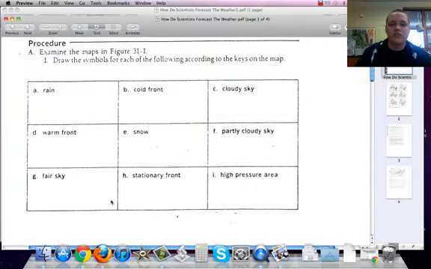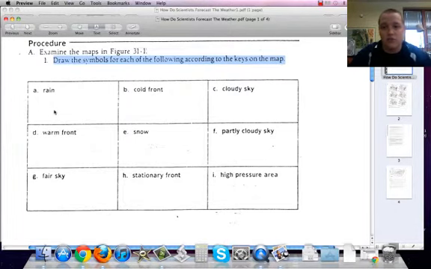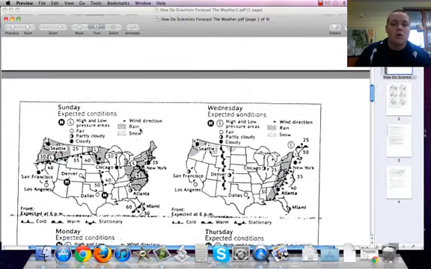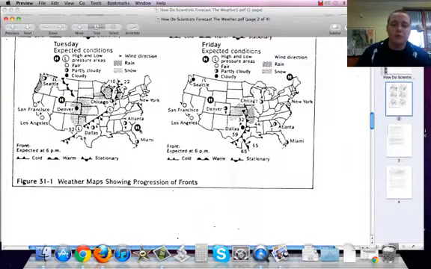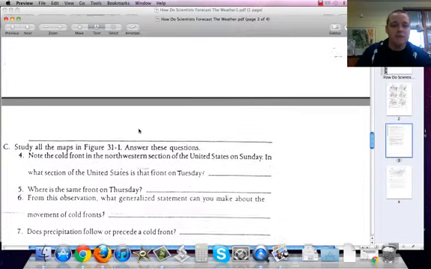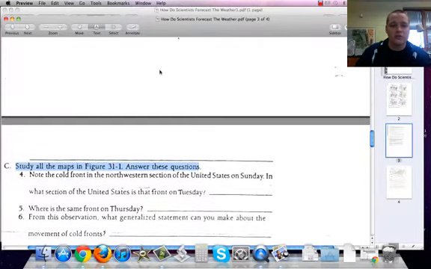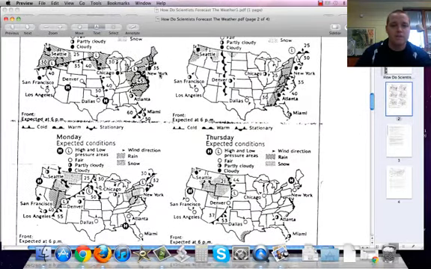So your first activity is simply going to interpret a weather map to look at the different types of symbols. And again, you're going to draw the symbols for each of the following on the map. Color is important as well. Even though this is in black and white, you should be aware of the different types of colors that are used for weather fronts more particularly. Once you've completed that, that'll lead you into page 3. Page 3 says study the maps on figure 31-1, so the ones that we just went over right here.